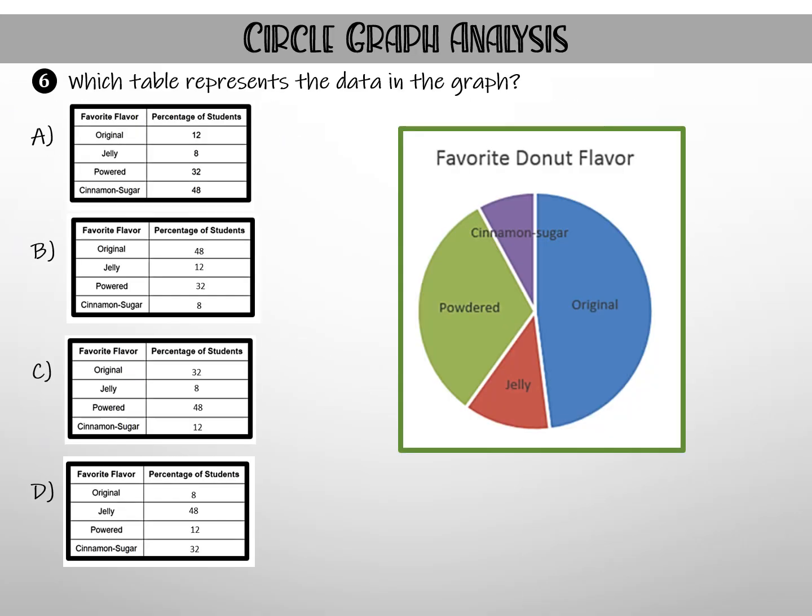Here's an example. Which table represents the data at the right? So we are giving counts, we are giving in the diagram categories, but no percentages. So we've got to think about how big they are. So I would go with the biggest one. Original is the largest. So in A, original is not the largest. B, it is. C, it's not. And D, it's not. So B is the table that represents the data.